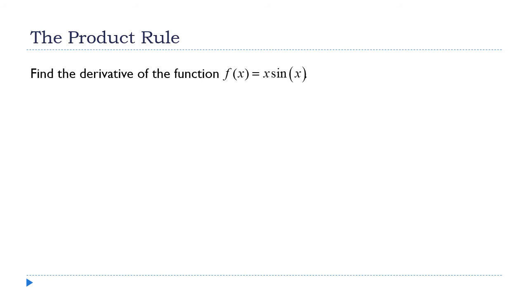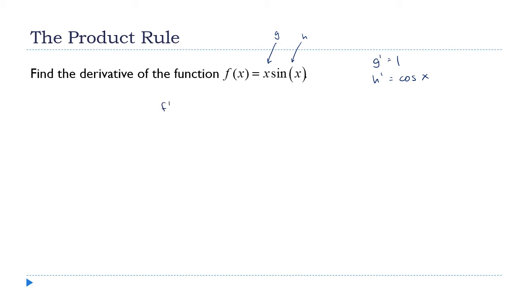Now I'm mixing and matching, right? I've got some trigonometry going in here. But it's going to be the same thing, right? I'm going to let g of x be x and h of x be sine x. So g prime, that's nice, it's just 1. H prime is the derivative of the sine, that's cosine of x.